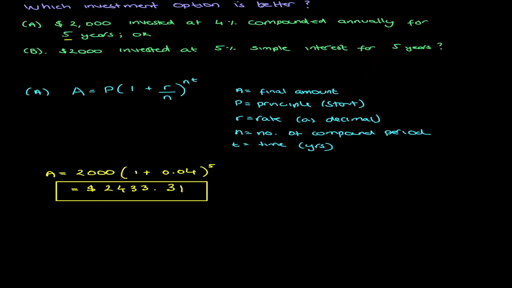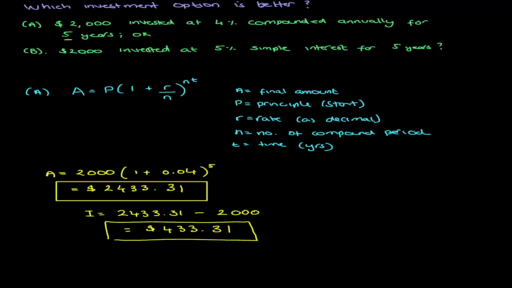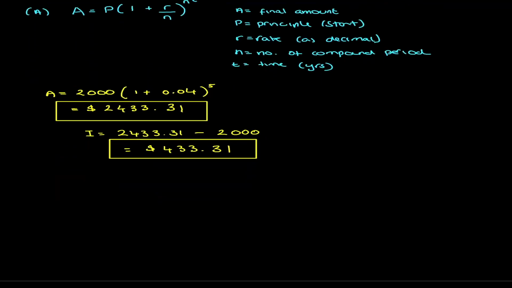If I want to know how much interest I earn, you basically do your final amount, take away how much you started off with, because the difference is obviously your interest. So if I take away 2,000 from that, I'm left with $433.31 for option 1. Okay, so it's a reasonable return on your investment for 5 years, $433 when you put in 2 grand. Looks good. Let's try option B.